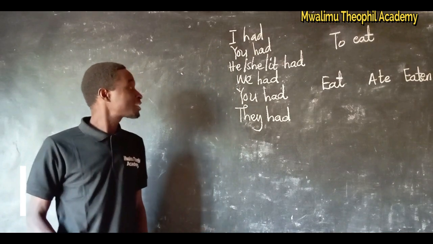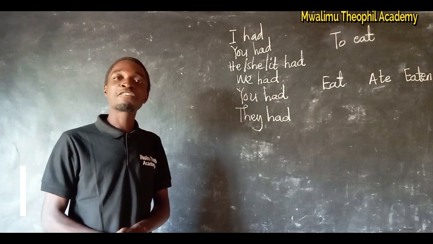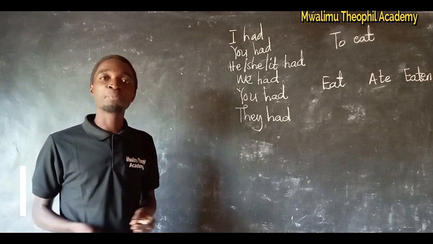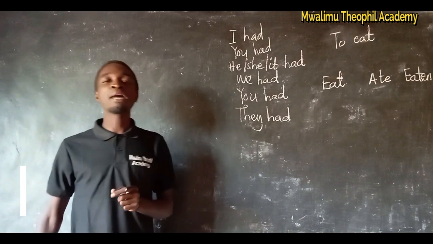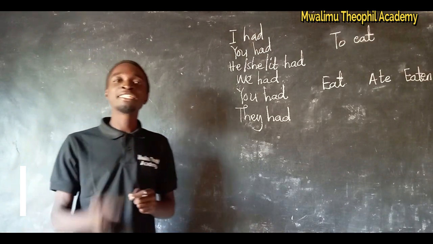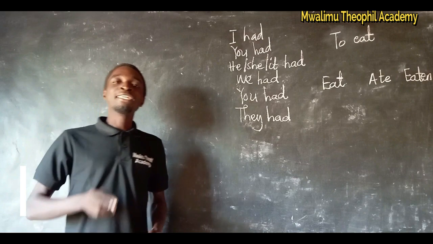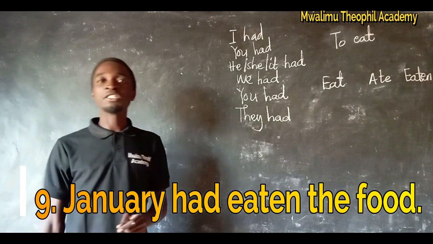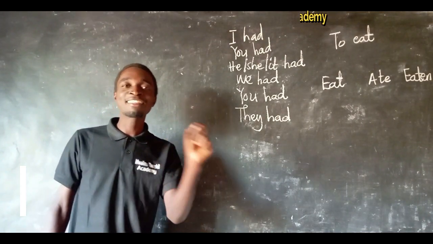Now, what if you are dealing with the nouns? Let us start when we are given proper nouns. For example, names of the people. Let us see, for example, we have the name of a boy like January. We are going to construct a sentence that January had eaten the food.